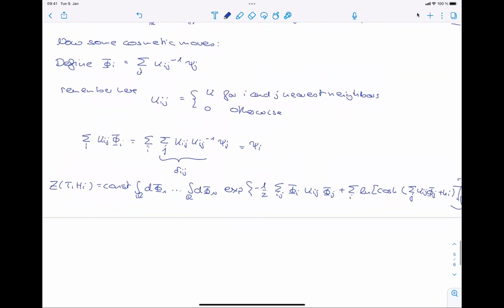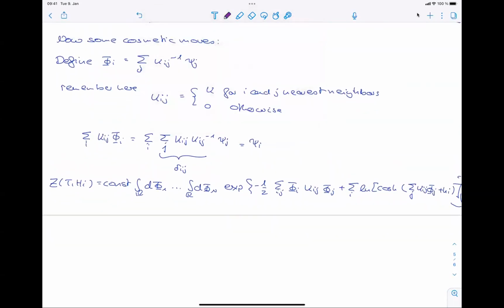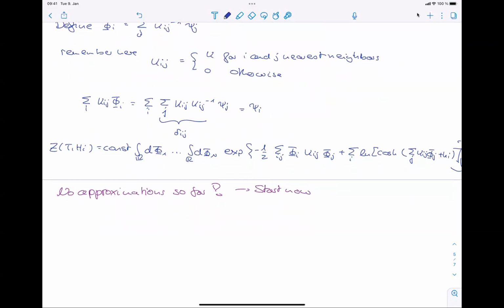So please note, no approximations so far, which means we start now. Okay. So now we're going to start approximations.